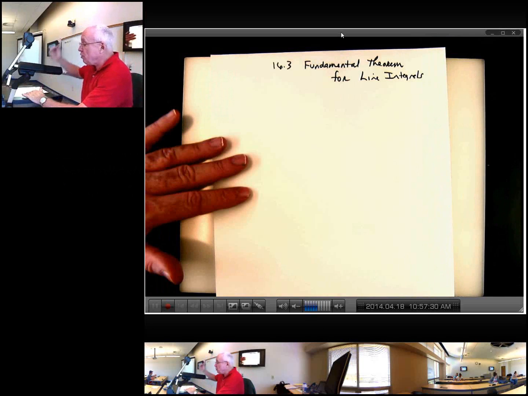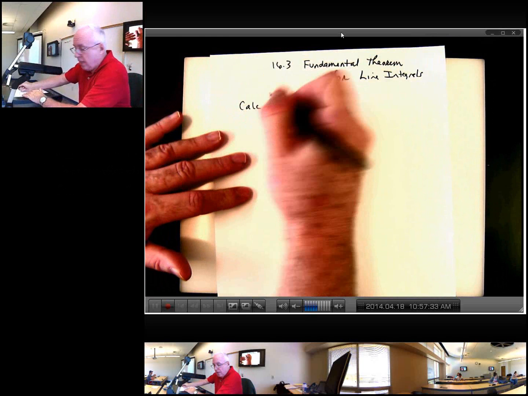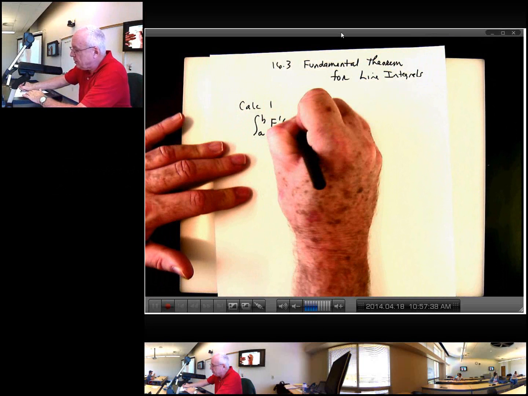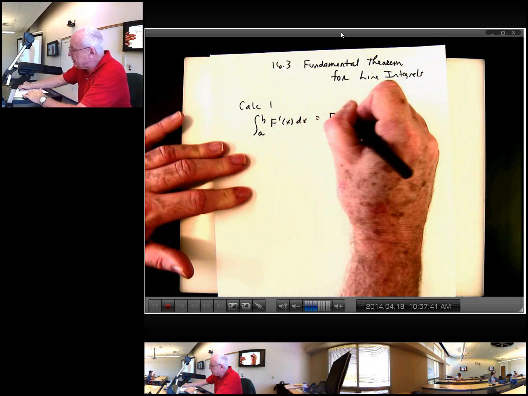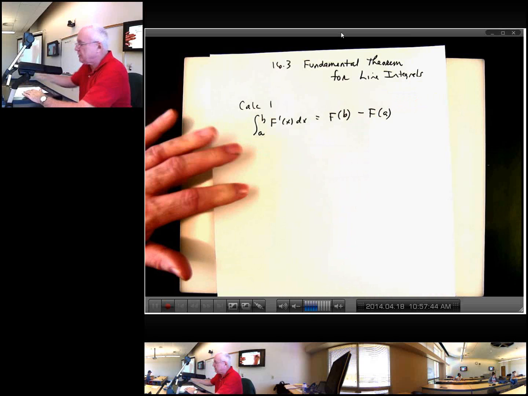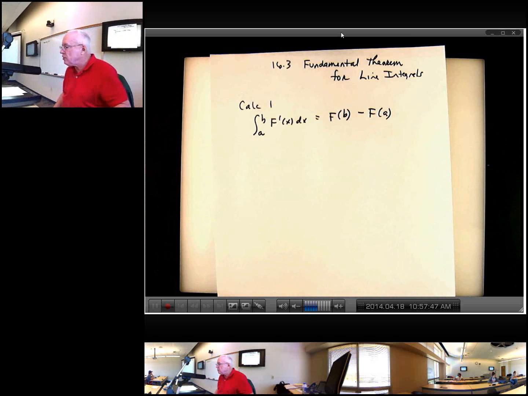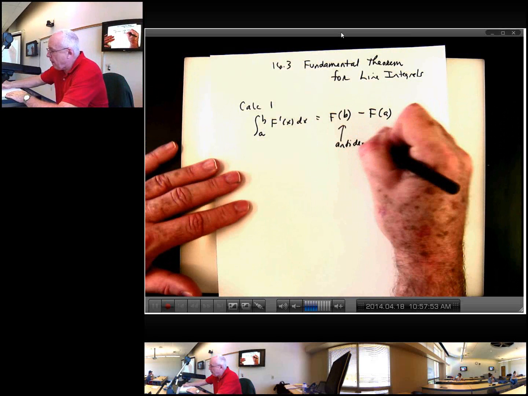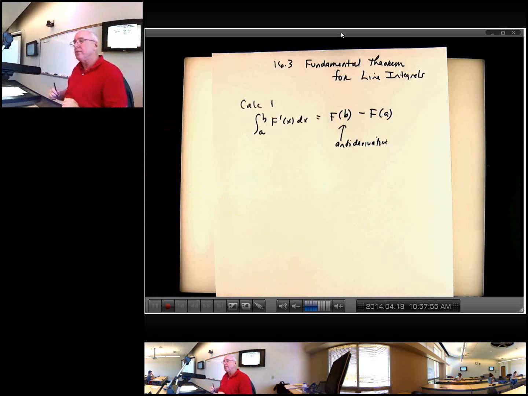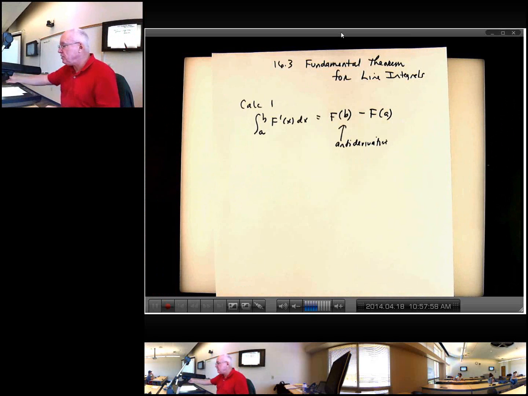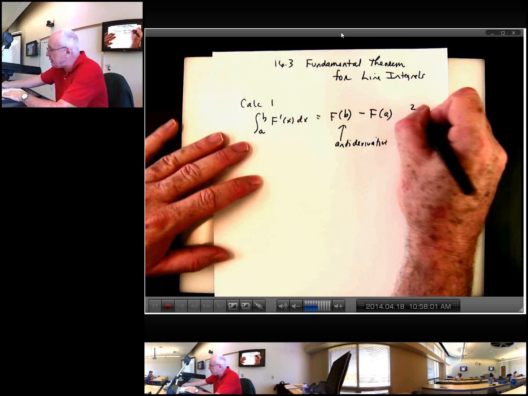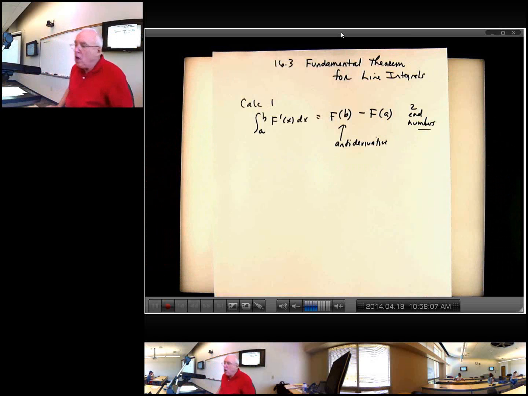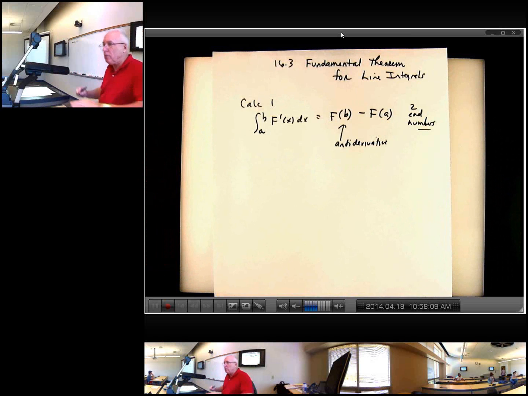All right, first of all, you know from Calc 1, we've got this. If you take the integral from a to b of the derivative of something, it is equal to the antiderivative of the top number minus the antiderivative of the bottom number, okay? So, antiderivative. So the nice thing about this is once you figured out the antiderivative, you only had to worry about the two end numbers. That's all you had to deal with. Well, we actually have a similar type of thing for line integrals.